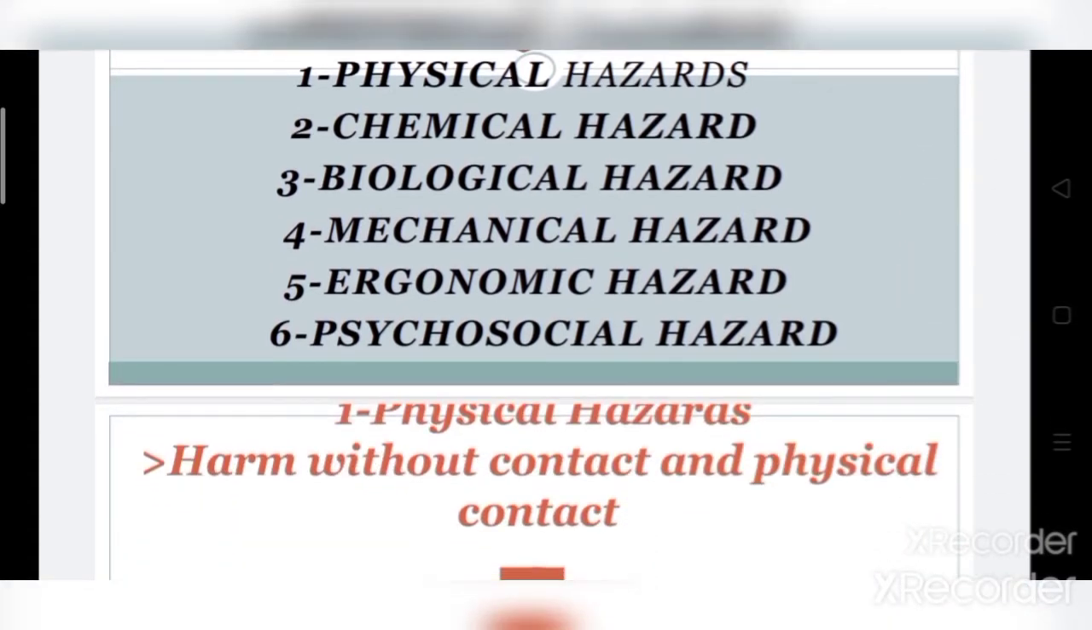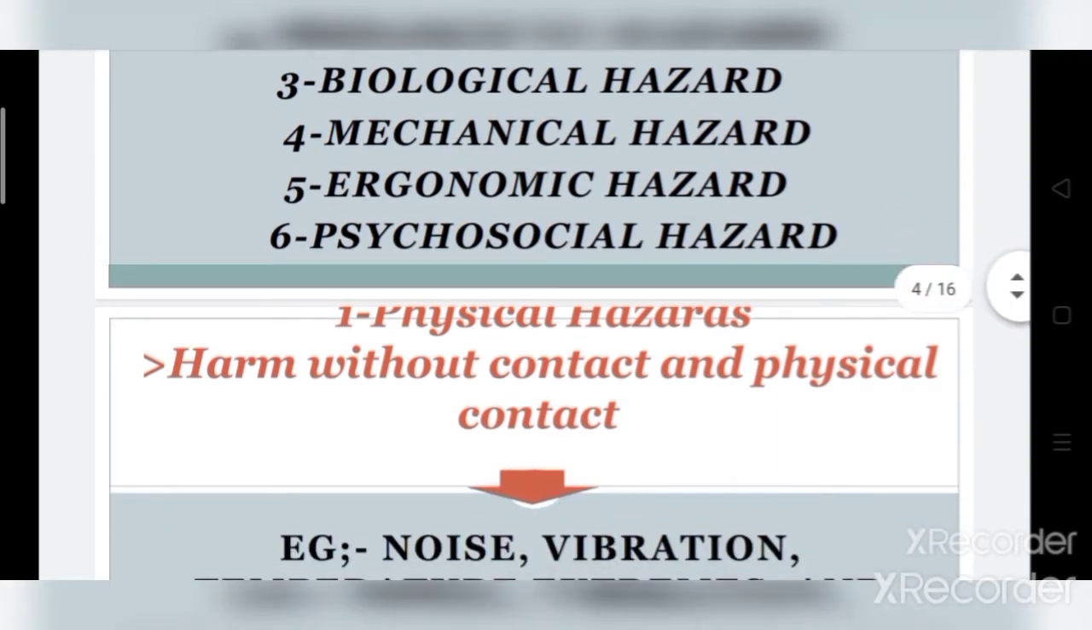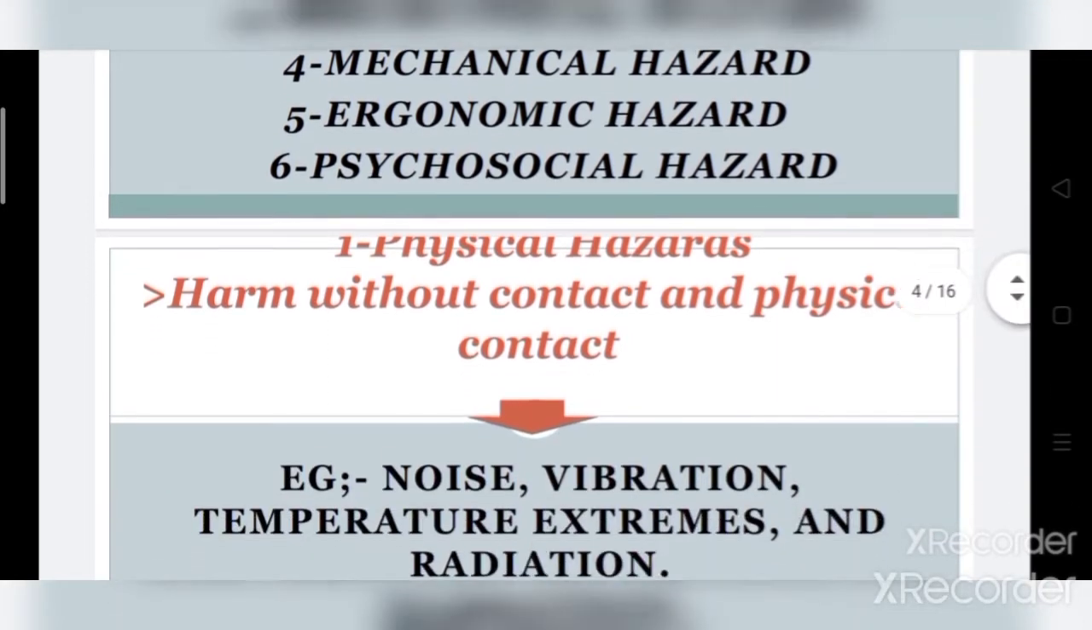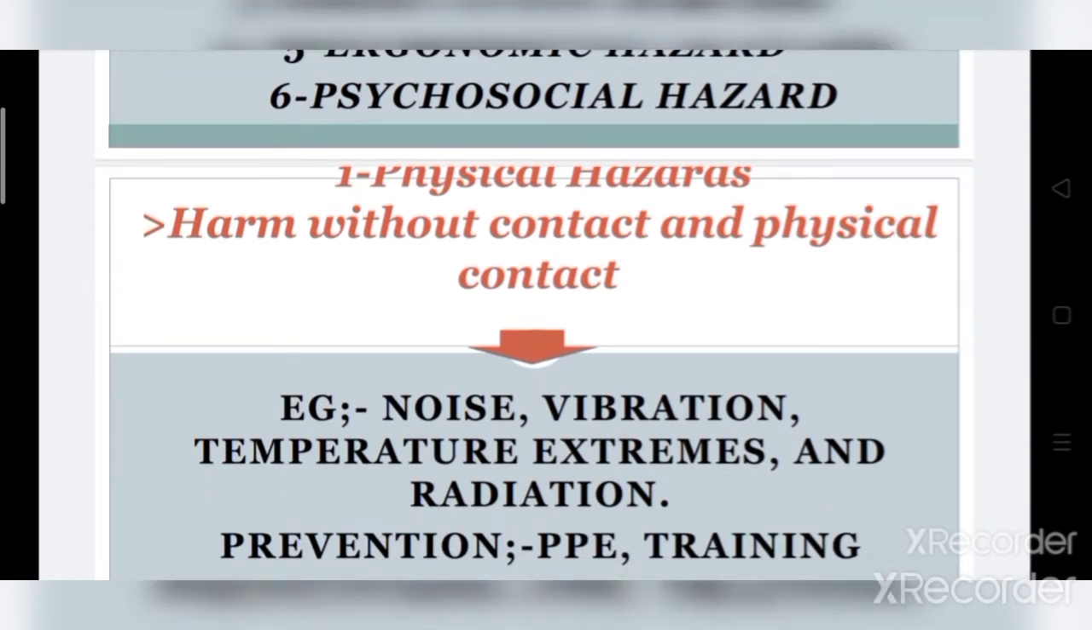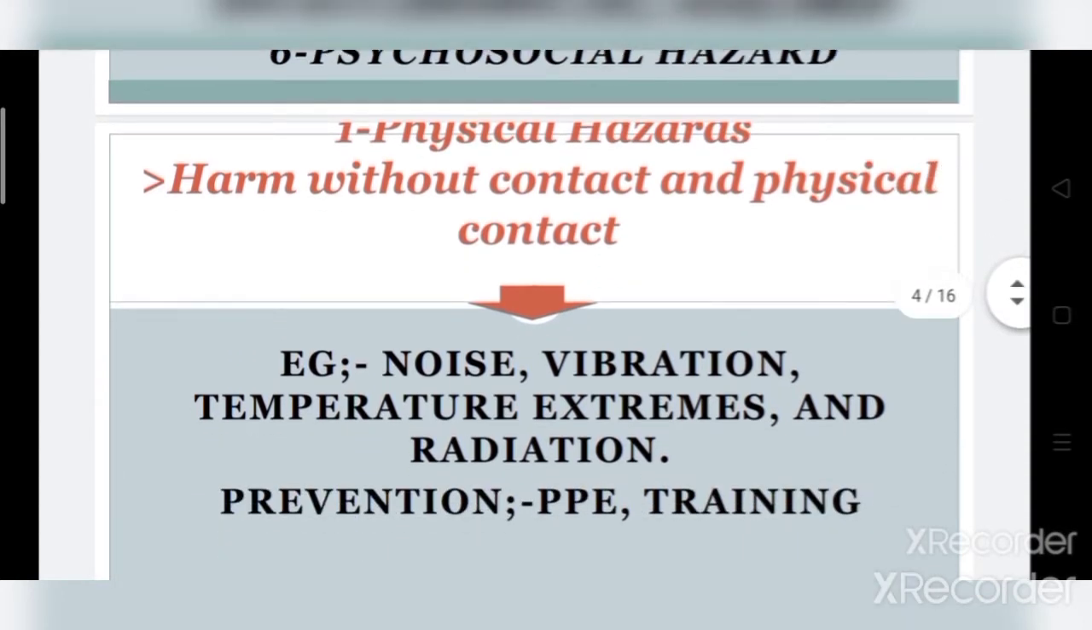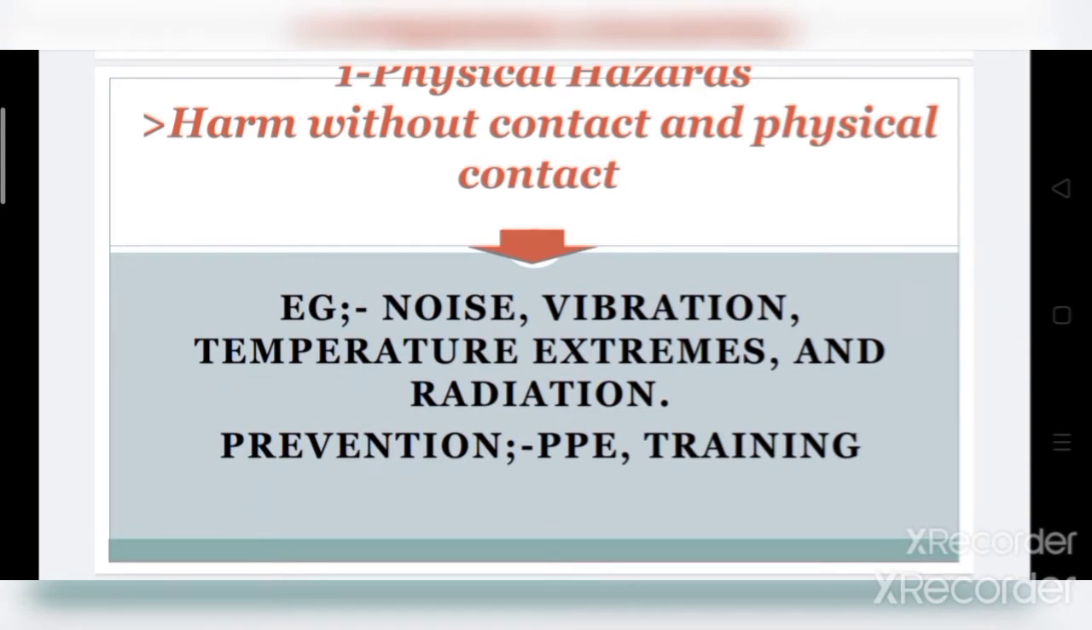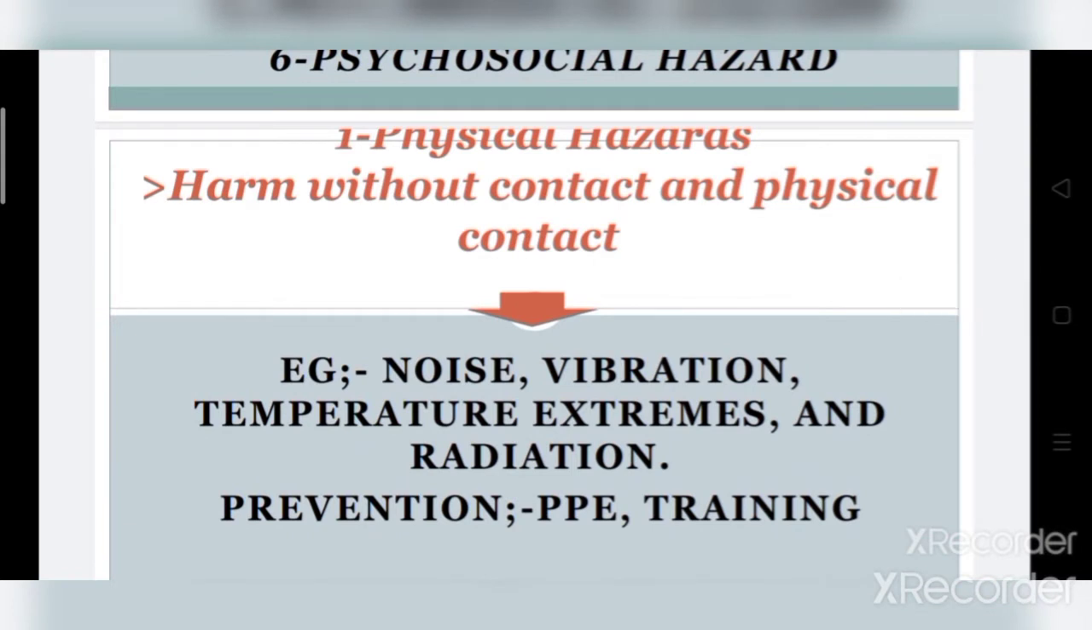Physical hazard means harm without physical contact. Any substances we cannot touch, but they harm us, are called physical hazards. First is noise. We cannot touch the noise, but it is hazardous for us. When you work in a continuous noisy place, you see chronic effects, then permanent disability of the ear. Second are vibration, extreme temperature and radiation, which cause physical damage to the human body.